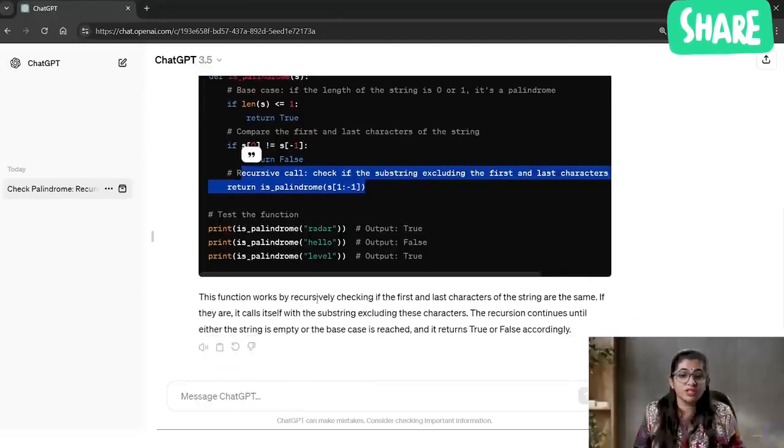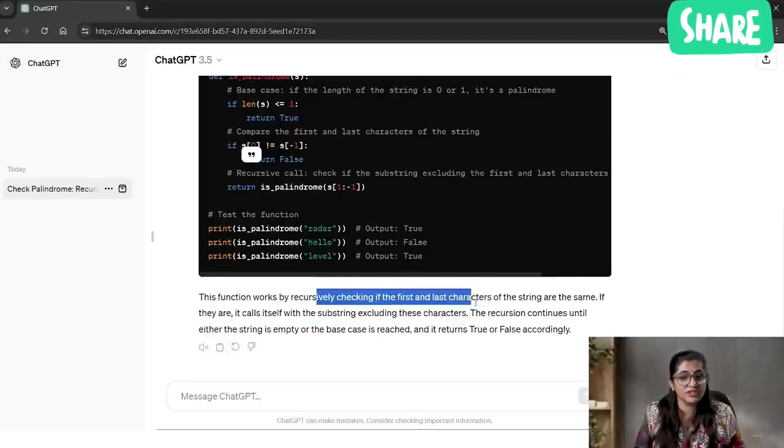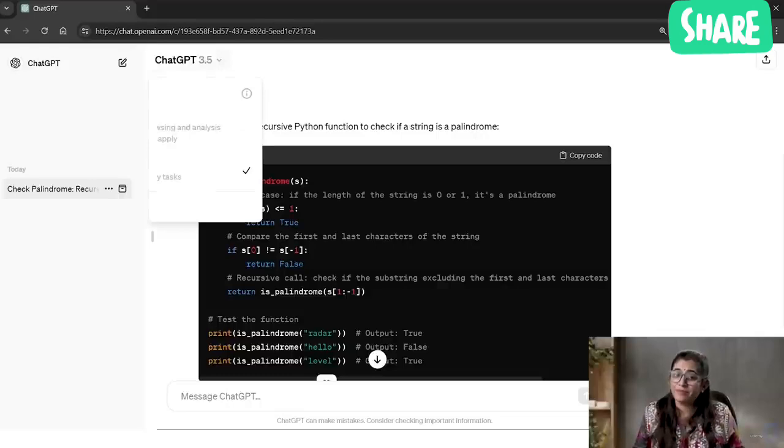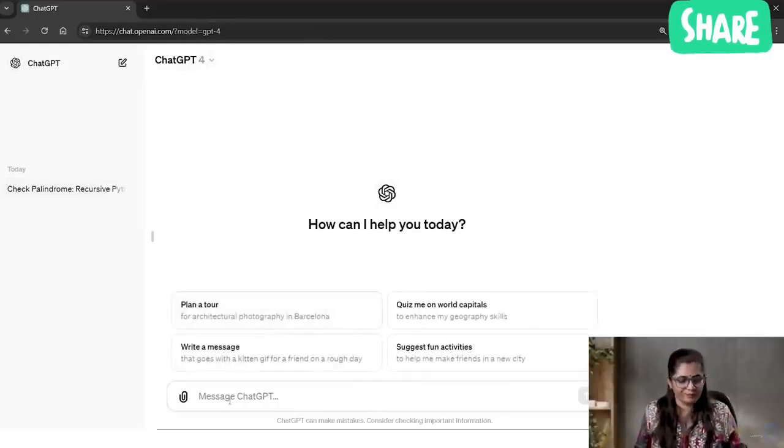Now, this function works by recursively checking if the first and last characters of the string are the same, okay? You can also, in your prompt, say, please explain line by line, if you want a further elaborated explanation, though it has given comments. You can further ask, give me more explanation for this. Now, let's see the same thing in ChatGPT 4.